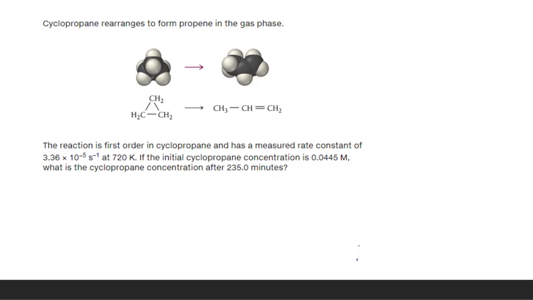Cyclopropane rearranges to form propane in the gas phase. So what we have to do here is write, like in the previous case, what is given. Since this is a first order reaction, we can use the same formula from the previous one, log concentration A equals negative Kt plus log concentration A0. So this is first order, and then we have the rate constant given. So rate constant K equals 3.36 times 10 to the power negative 5 second inverse.